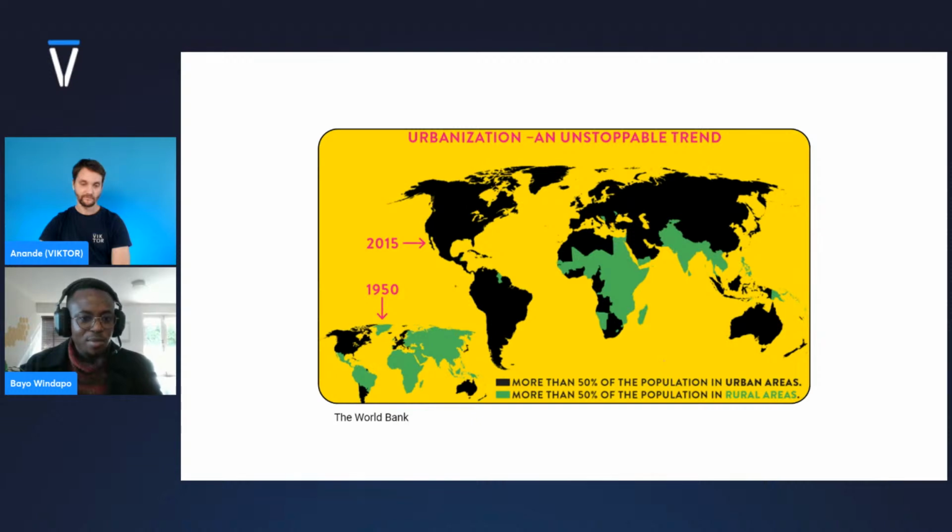So you can see in this image on the screen, in 1950, that's the amount of people that weren't living in cities. And now by 2015, you see in the graph here that in the black areas, more than 50% are living in urban areas.